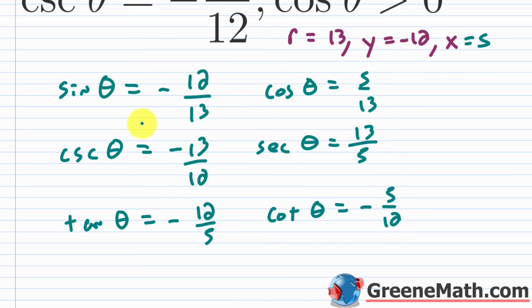Okay, so the sine of theta is negative 12 thirteenths. The cosine of theta is 5 thirteenths. The cosecant of theta is negative 13 twelfths. The secant of theta is 13 fifths. The tangent of theta is negative 12 fifths. And the cotangent of theta is negative 5 twelfths.